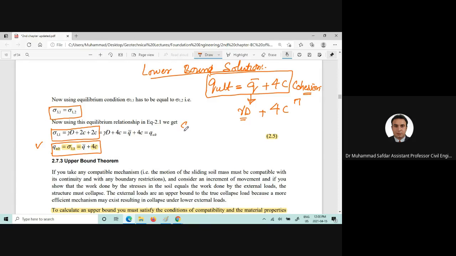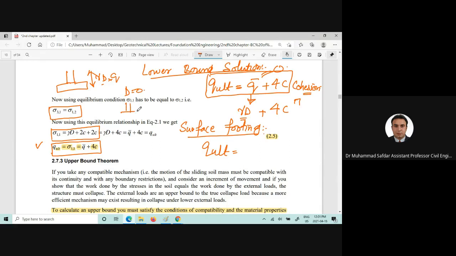Now, it is further said that for surface footing, for example, if we place that footing on the surface, the Q ultimate will be equal to, because this term will be equal to 0 at surface, your overburden pressure will be equal to 0. And how is it going to be 0? If we are placing this footing, for example, here, this gamma into D is equal to Q. Now, if we make that D equal to 0, which means that we are placing this footing on the surface, this will be 4C.